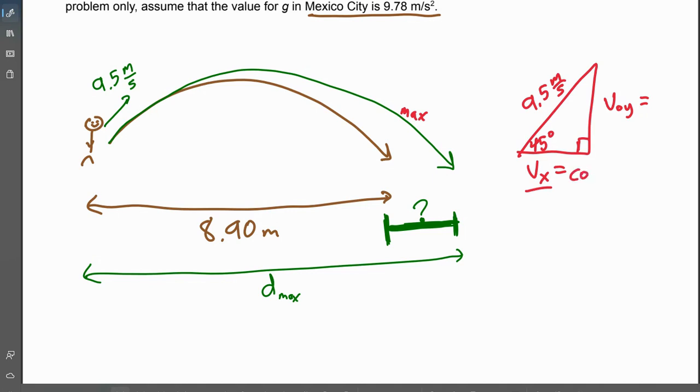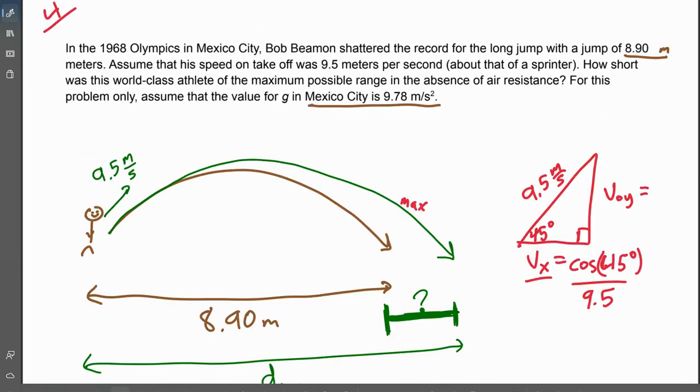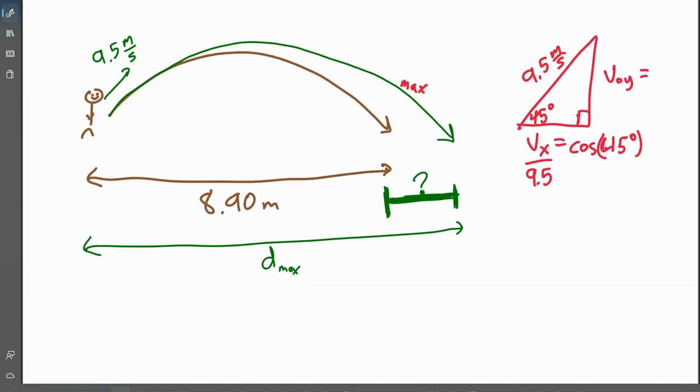Just as a reminder, that would be cosine of 45, cosine of our theta is equal to the adjacent, so vx over the hypotenuse, 9.5. Adjacent over hypotenuse. The 9.5 goes on the other side of things. Adjacent divided by hypotenuse over 9.5. Okay, so you can solve for vx. V naught y, the exact same thing, just use sine.